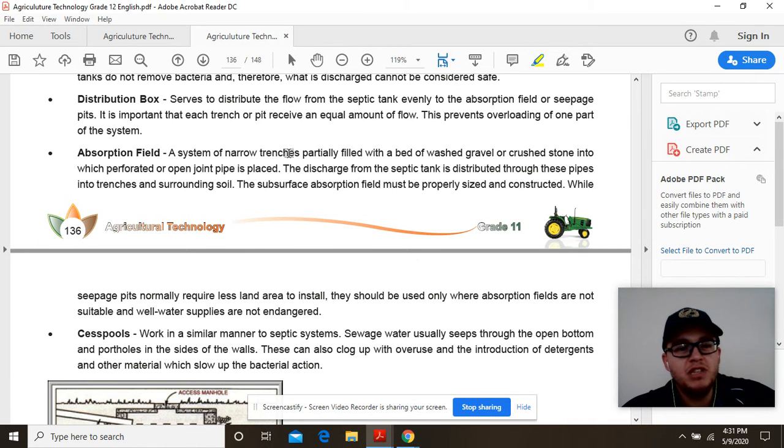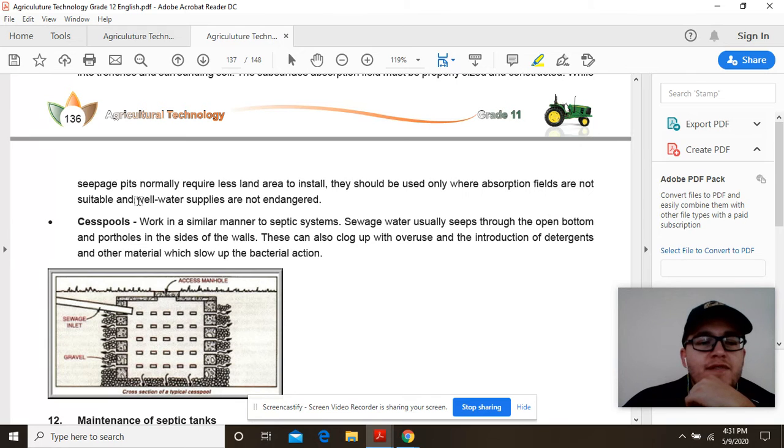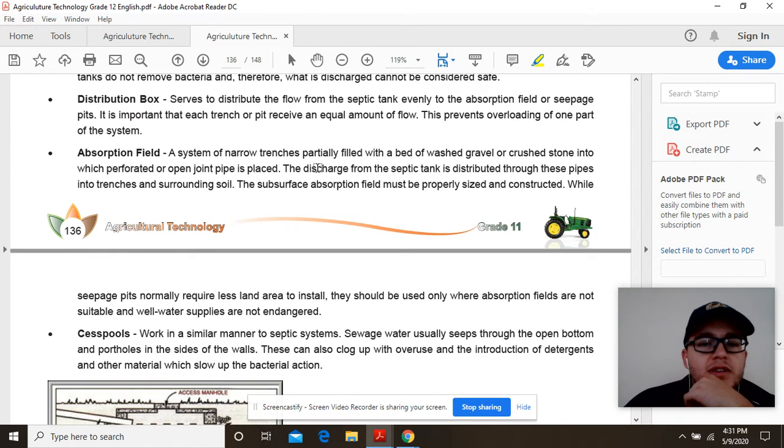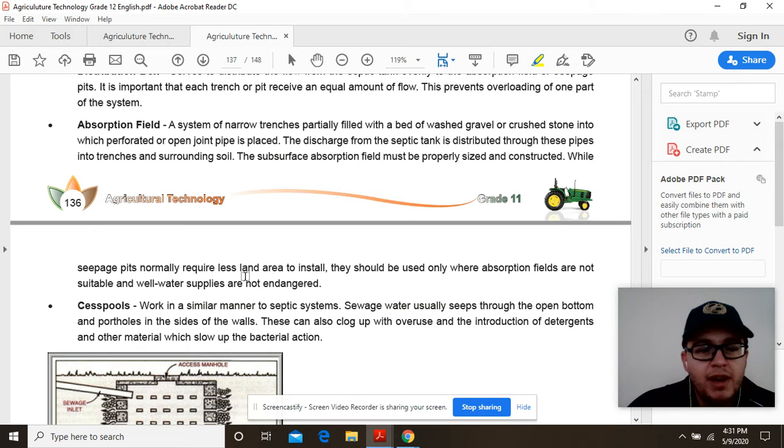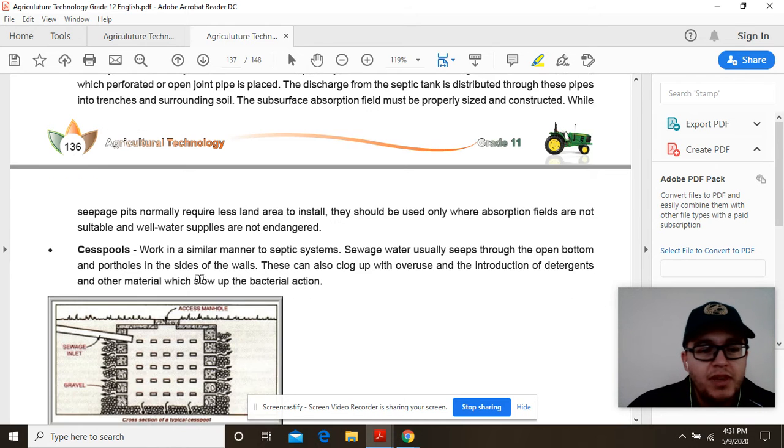Then the absorption field, the system of narrow trenches, partially filled with beds of washed gravel or crushed stone, and your pipe is placed in there. Your sewage pit, the absorption field could be properly sized and constructed, while seepage pits normally require less land area to install.